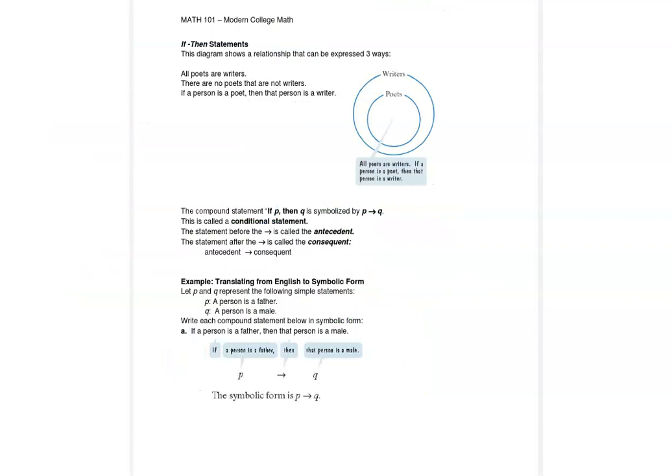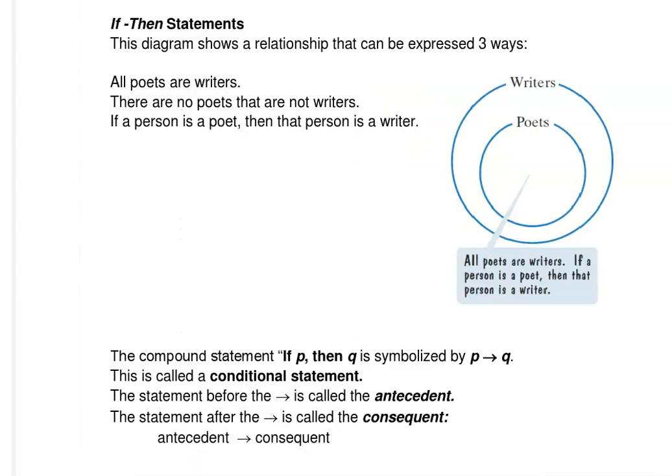All right, let's take a look at the next page. The next type of statement that we are going to consider are the if-then statements. So this diagram shows a relationship that can be expressed in three ways. All poets are writers. We actually considered this statement in section 3.1. This is one of the quantifiers, right? All, some, or none. Here we're using the word all.